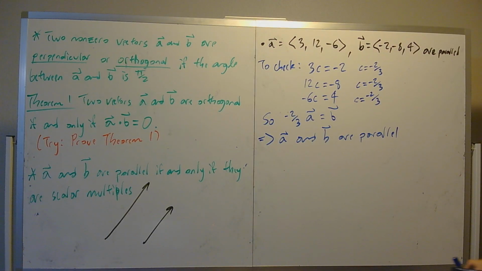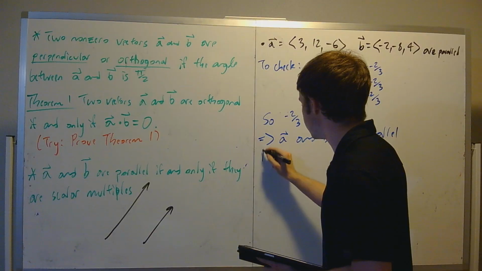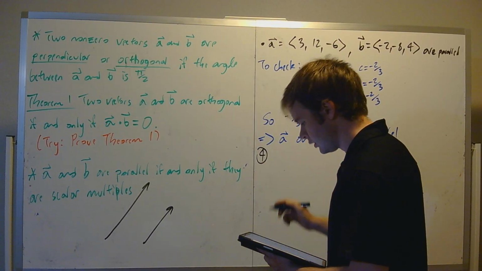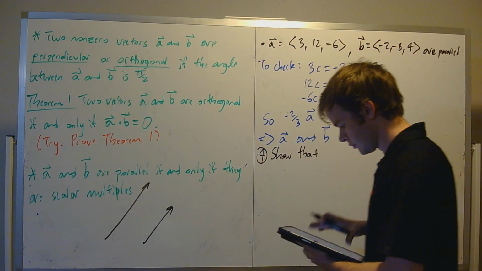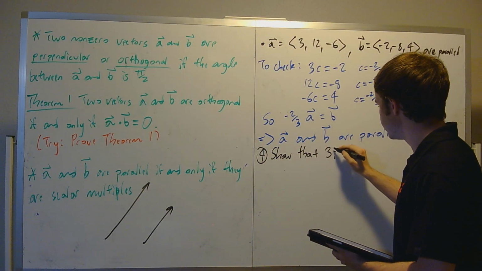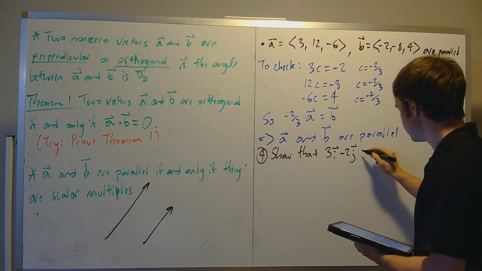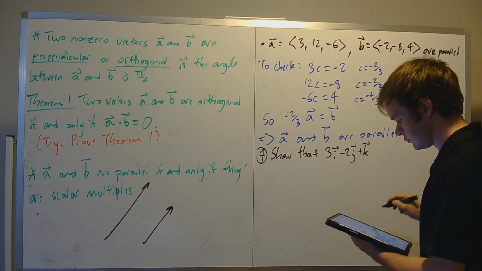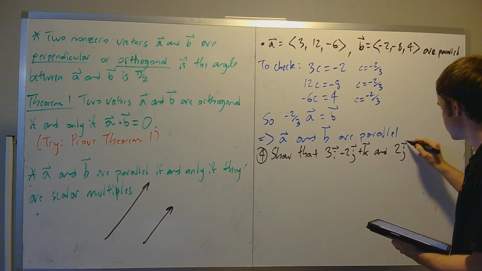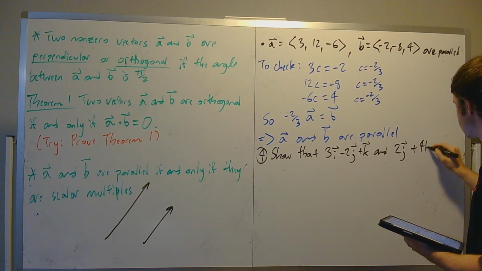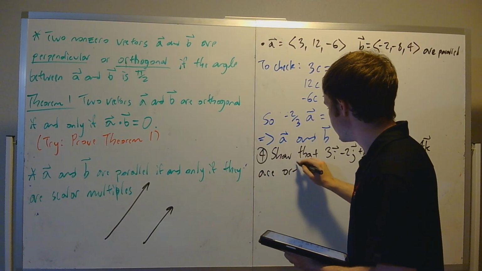Okay. So let's say the next example, I think this is example number 4, I might have gotten off with my numbering, is to show that 3i minus 2j plus k and 2j plus 4k are orthogonal.